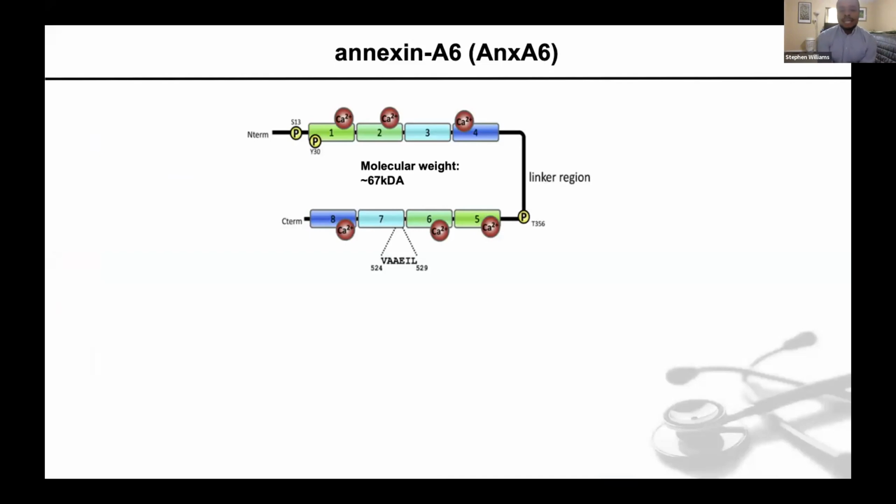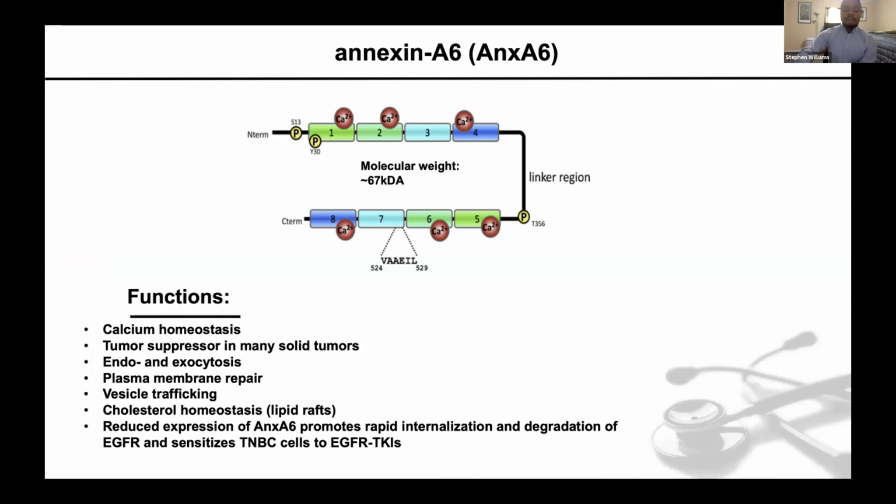And so what our lab is elucidating is this particular tumor suppressor known as annexin-A6. Annexin-A6 is a part of the annexin family of genes, but interestingly, annexin-A6 has 8 annexin repeats compared to the 4 of the other annexin family members. And it also has more calcium binding sites. Some of the functions that have been investigated, not just by the Stockwell lab but in the field, show that annexin-A6 has a plethora of functions, including calcium homeostasis, endo- and exocytosis, and cholesterol homeostasis, such as the lipid raft domains. And our lab has shown that reduced expression of annexin-A6 actually promotes the rapid internalization and therefore the degradation of this EGFR, and thereby sensitizes it to these TKIs.